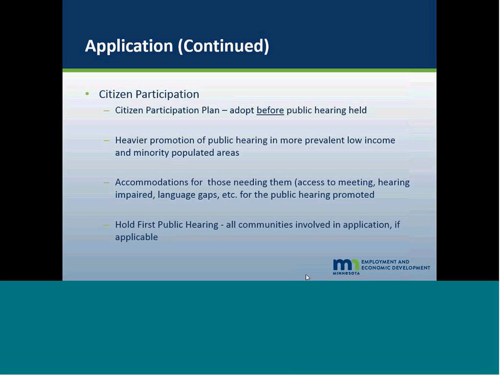We're going to look for a hearing that reaches low and minority populated areas, and we're going to stress the need for accommodations for a population who need them, so they understand that they will be able to participate in the meeting. All communities involved in a multi-community situation will need to hold a hearing as part of the process.